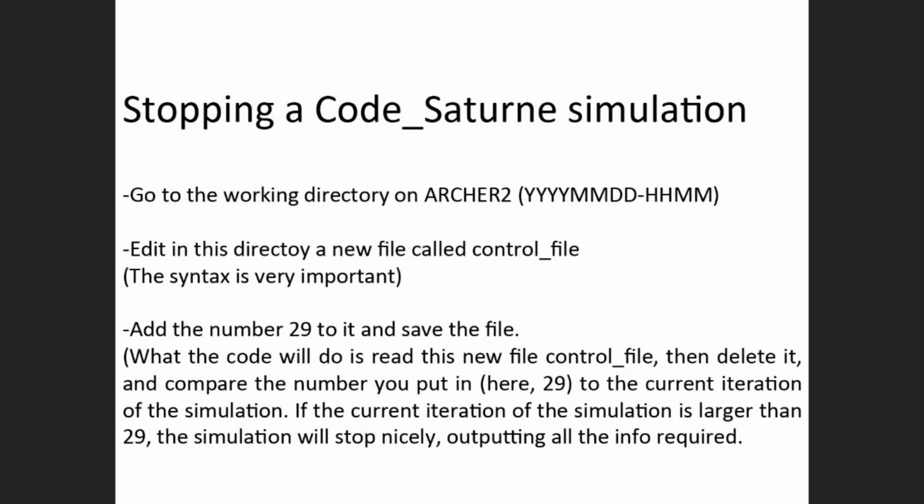You can just look at the current iteration and put it in there as well, and just add 1 or 2 or 10 to that number. But just to be on the safe side, just stick to a very small number. Are there any questions?